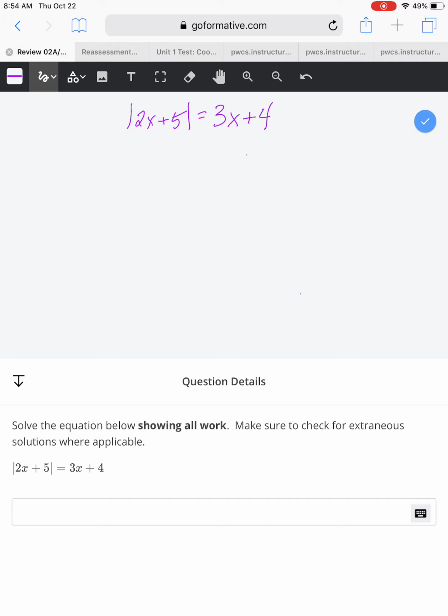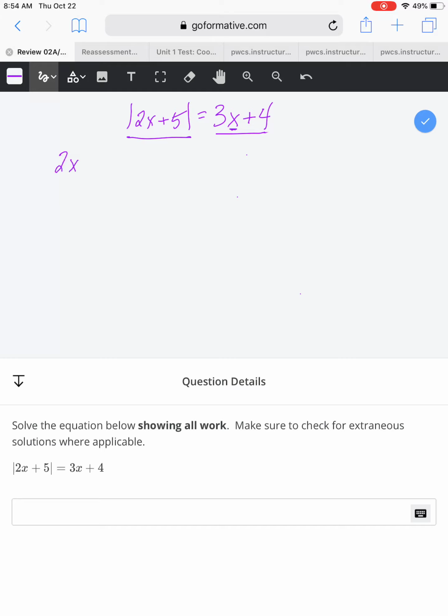You isolate your absolute values to make sure there's nothing else on the outside. Then you solve this twice. So now I have my absolute value by itself. I don't have to worry about positives and negatives because I have this x here. So that's not one of my concerns here. I just know that I'm going to have to go through and solve this twice.